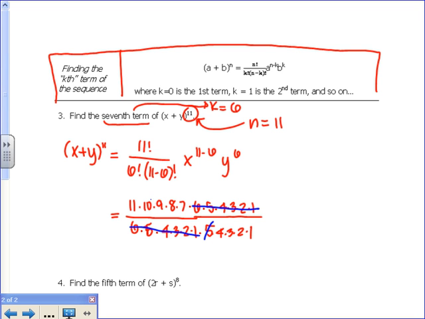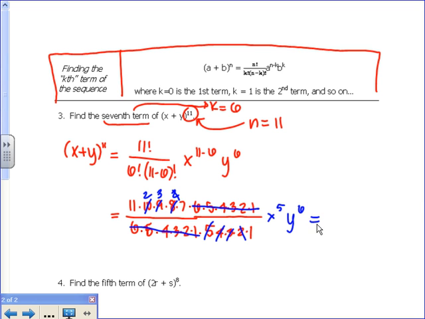On top, I have 5 and 10. 5 goes into both of those, making that a 2. 4 and 8, 4 goes in there 2. 3 and 9, 3 goes in there 3. And last one, 2, and then just cancel out with one of these 2's. And then I also have my variables. I have x to the 11 minus 6, which gives me 5, and y to the 6th.